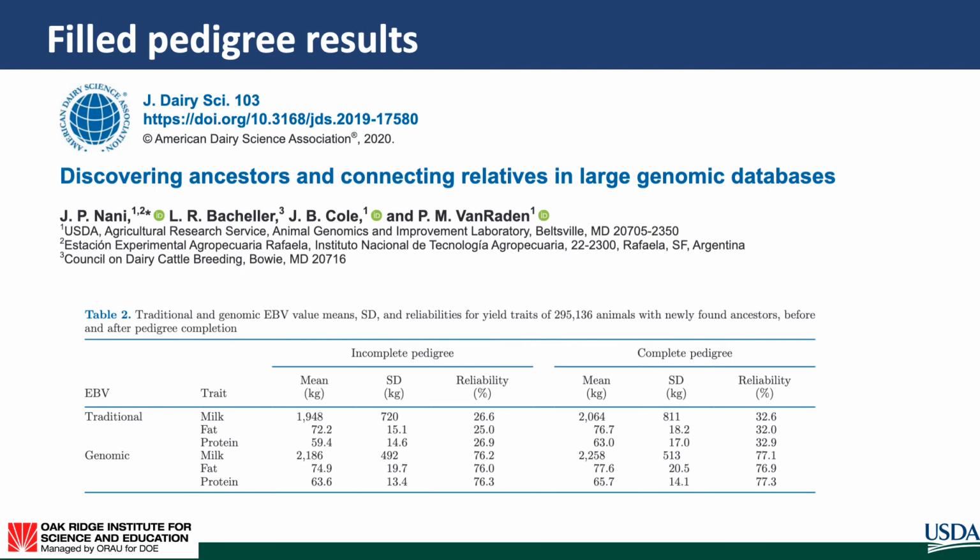This paper, I wanted to show it to you, came out early this year in the Journal of Dairy Science, and there we show the impact of the ancestor discovery on the genetic and genomic evaluations. As expected, the genetic reliabilities for yield traits increased around 6 percentage points on average, and the genomic reliabilities increased around 1 percentage point on average. This was for milk, fat, and protein yield.